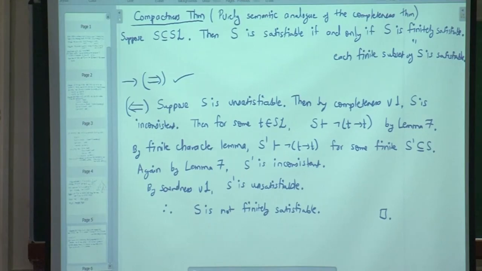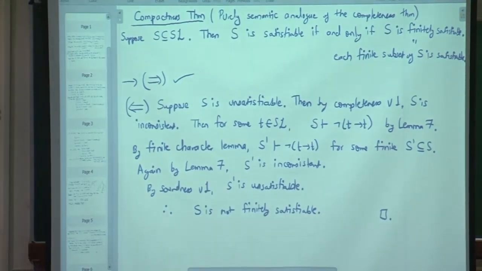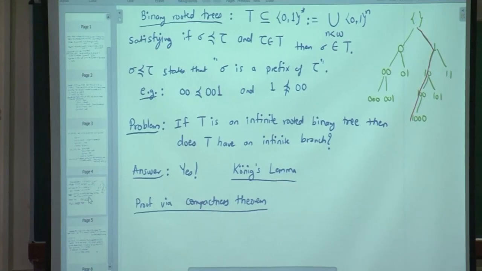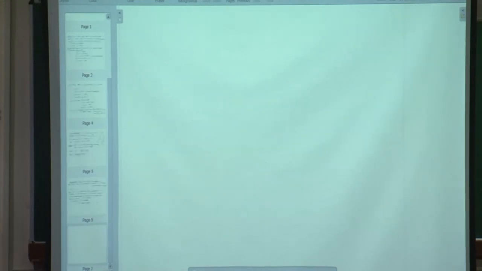It looks very simple now that we have proved completeness, but they are equivalent. And compactness theorem is an extremely powerful tool in logic. Model theory is the study of only semantics, and compactness theorem is the key to studying model theory. So we have just proved compactness theorem and now we are ready to attack our problem, which is Kœnig's lemma. So let's state the Kœnig's lemma.